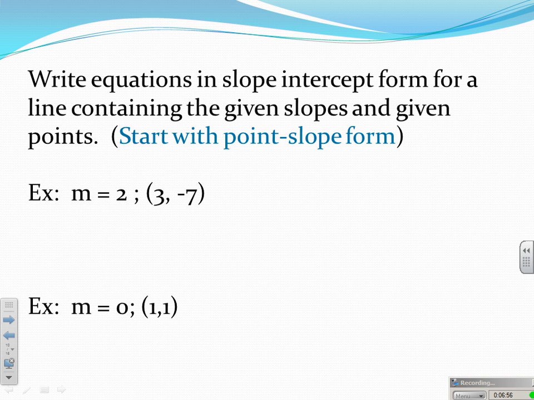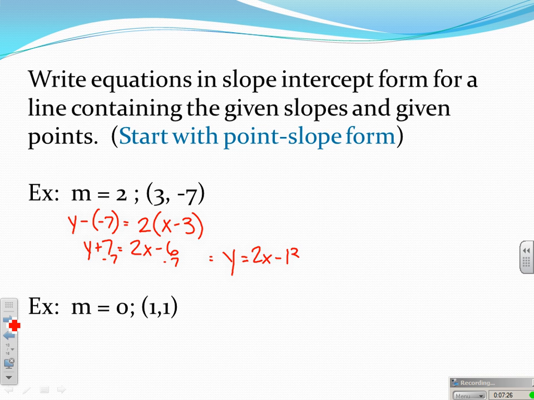So if we were going to use point-slope form, y minus y1 is equal to slope times the quantity x minus x1. Okay, so this becomes y plus 7 is equal to 2x minus 6, and then move your 7 over. So in slope-intercept form, we end up with y equals 2x minus 13, and we're ready to graph.